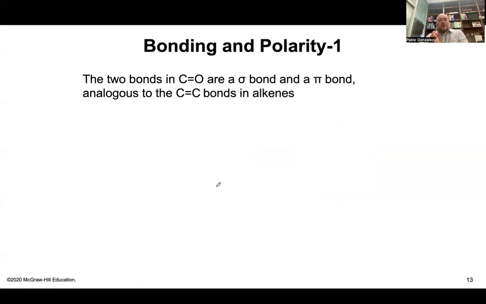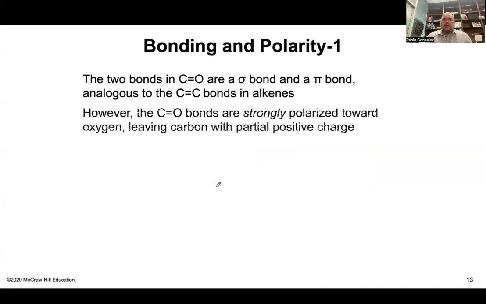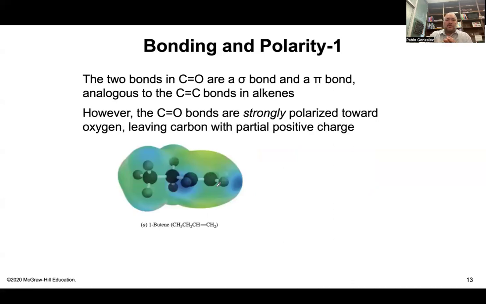The two bonds in the carbon-oxygen double bond are also, as I mentioned, sigma and pi. However, the carbonyl bonds, or the carbon-oxygen bonds, are strongly polarized toward oxygen, leaving carbon with a partial positive charge. This one here is 1-butene. So this one is a carbon-carbon double bond in here.